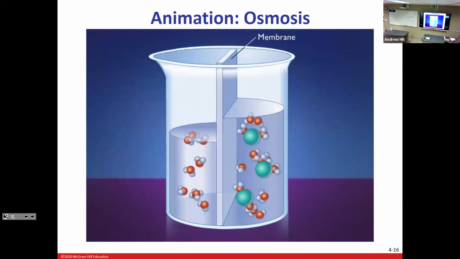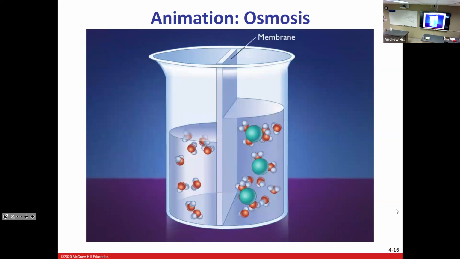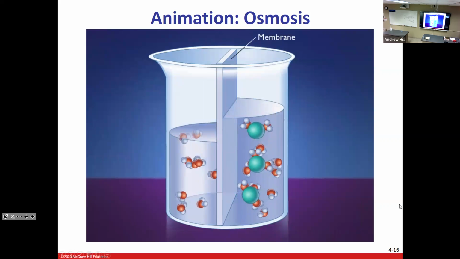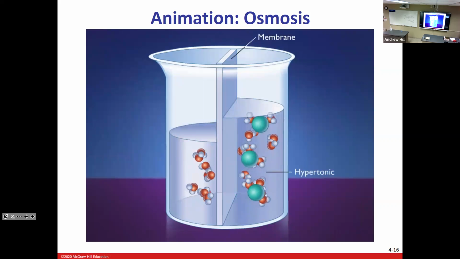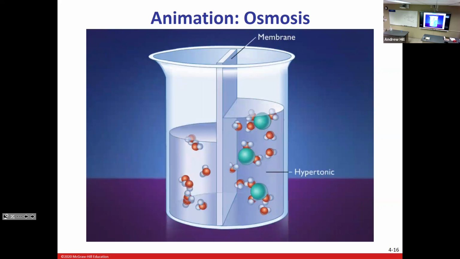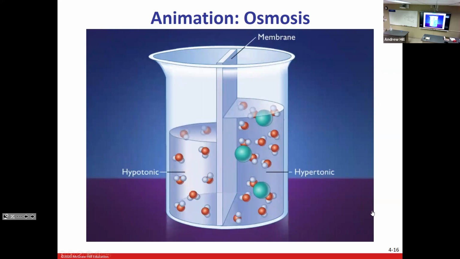However, when the solutions have unequal osmotic concentrations, the solution with the higher concentration of solutes is hypertonic, and the solution with the lower concentration of solutes is hypotonic.